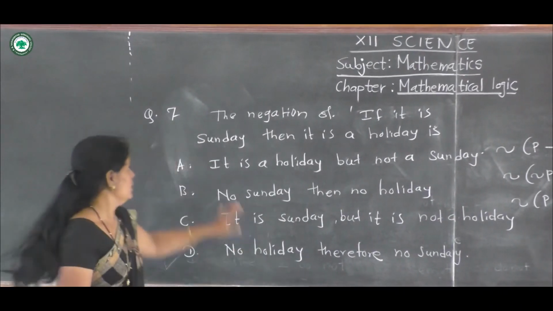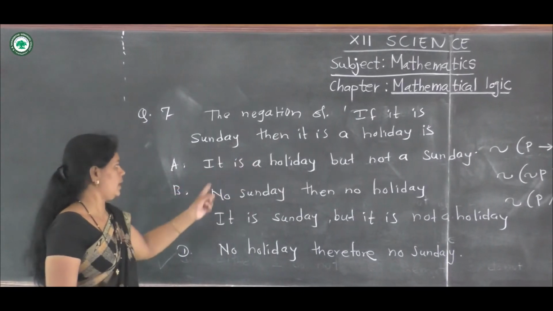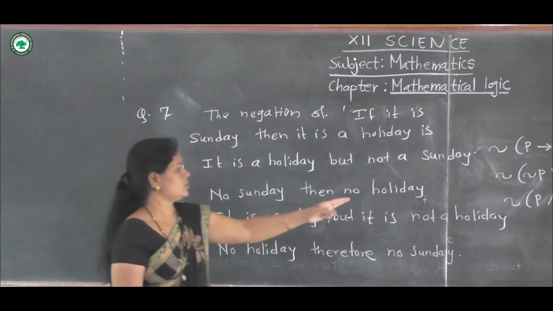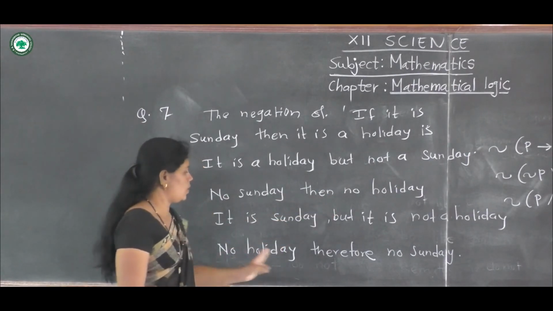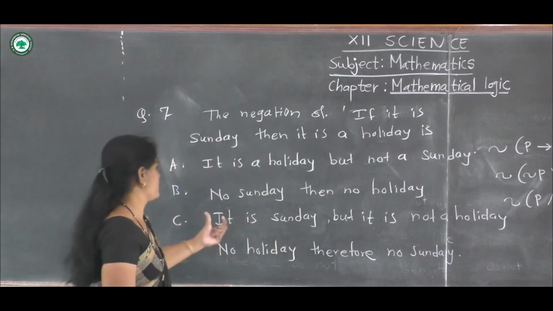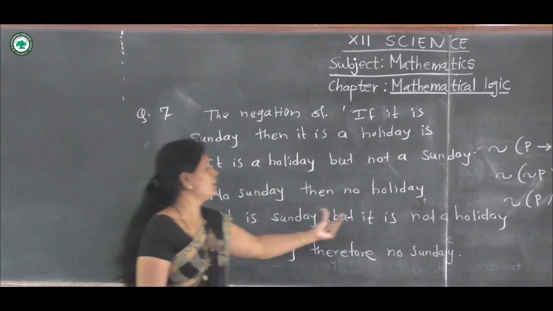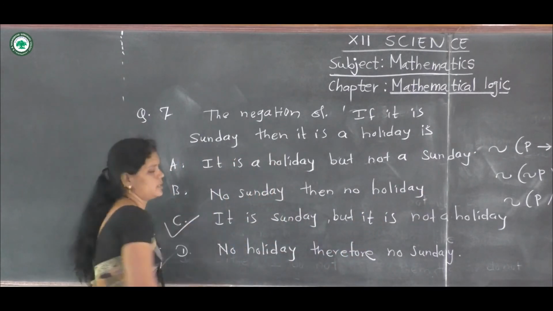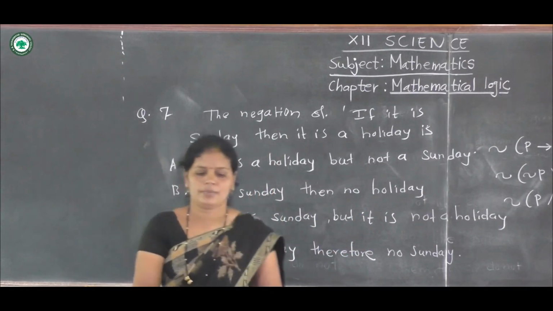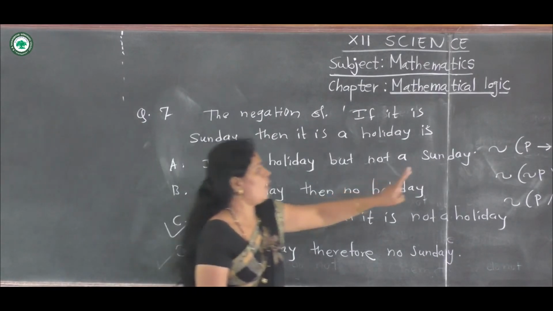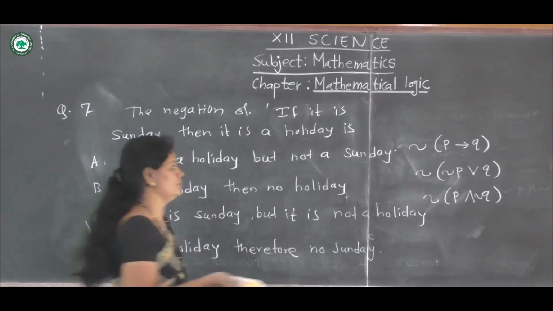First option, it is holiday but not Sunday. Second option, no Sunday, then no holiday. Third option C, it is Sunday but it is not holiday. D, no holiday, therefore no Sunday. Option number C, which is our answer: it is Sunday but it is not holiday. This is the solution.